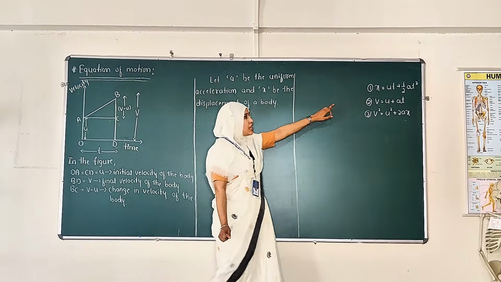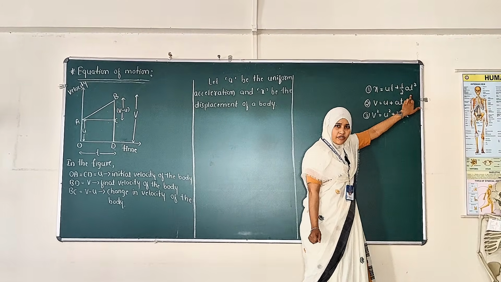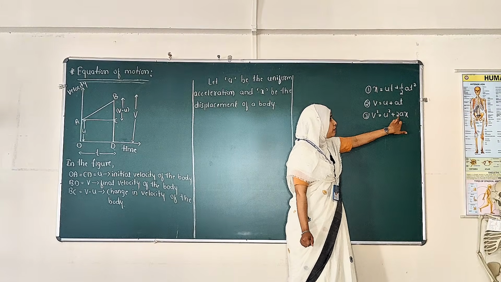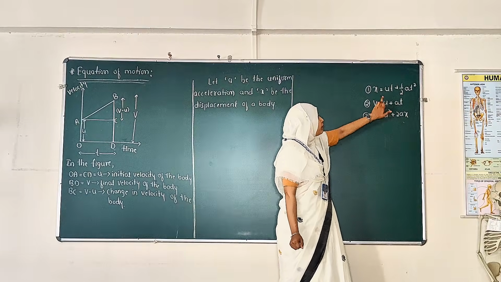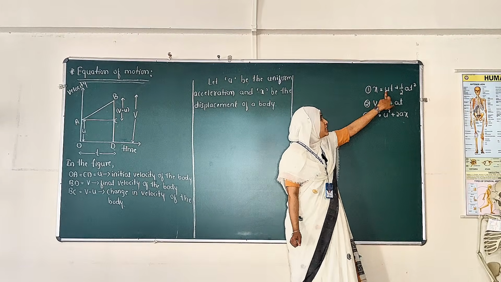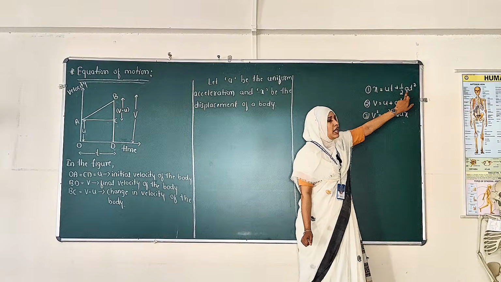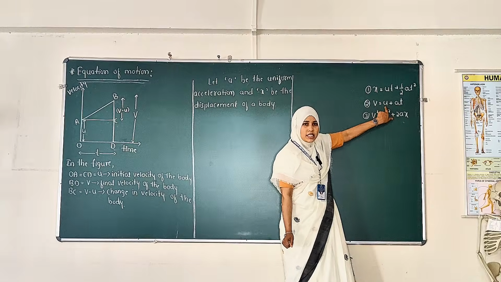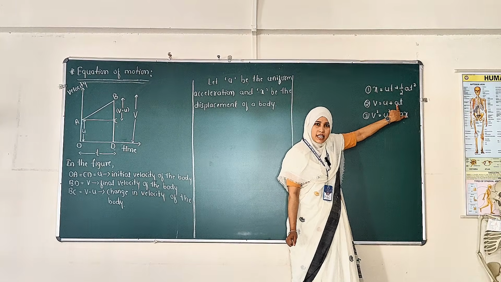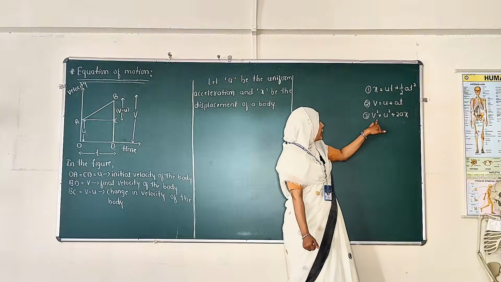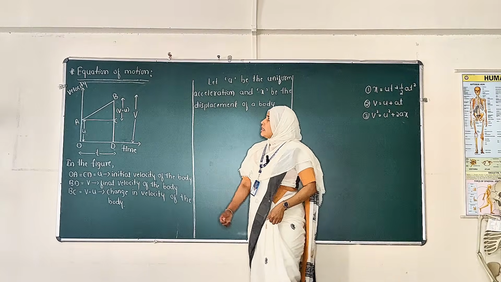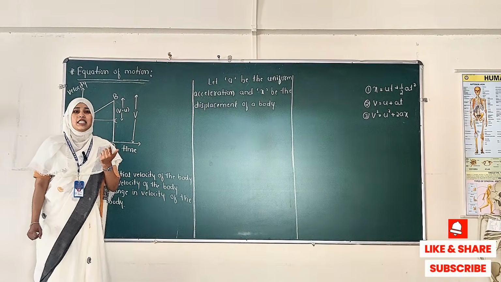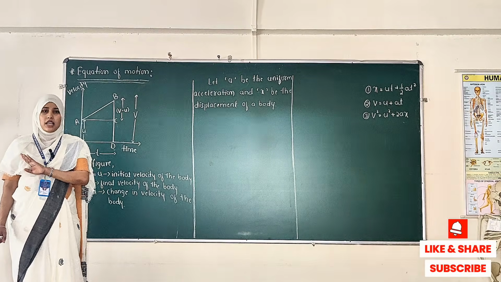The equations of motion are x is equal to ut plus half at square, v is equal to u plus at, v square is equal to u square plus 2ax. What are the terms here? X means displacement, u means initial velocity, t means time, a means uniform acceleration. Here v means final velocity, u means initial velocity, a means uniform acceleration, t means again time. Then here also the same. These equations of motion are valid for uniform acceleration and are not valid for non-uniform acceleration.